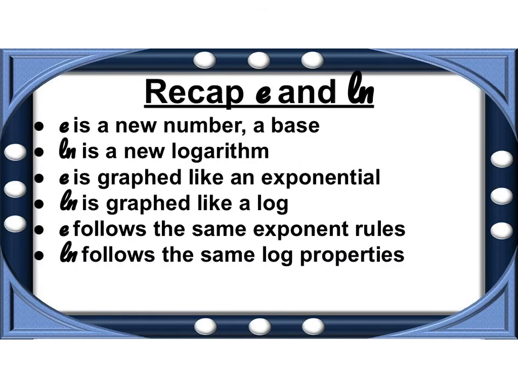So to recap e and ln, e is a new number for us. It's a base. Ln is a new logarithm that goes with it. It's the natural log. E is graphed like an exponential. Ln is graphed like a log. E follows the same exponent rules, and ln follows the same log rules. Nice job.